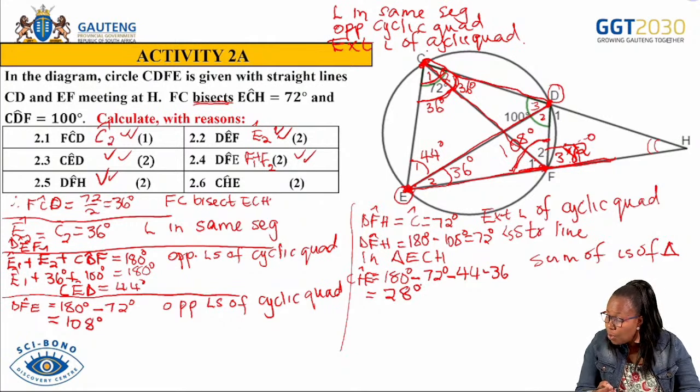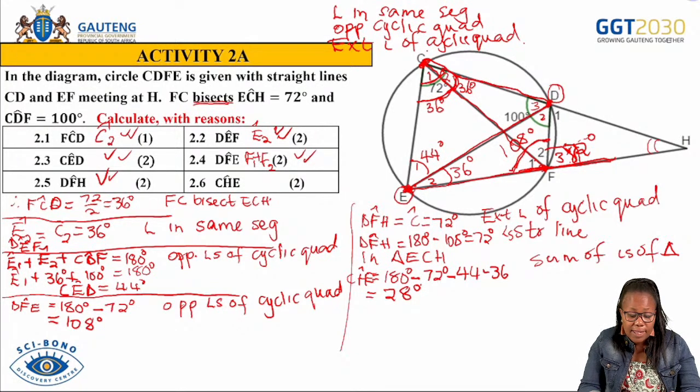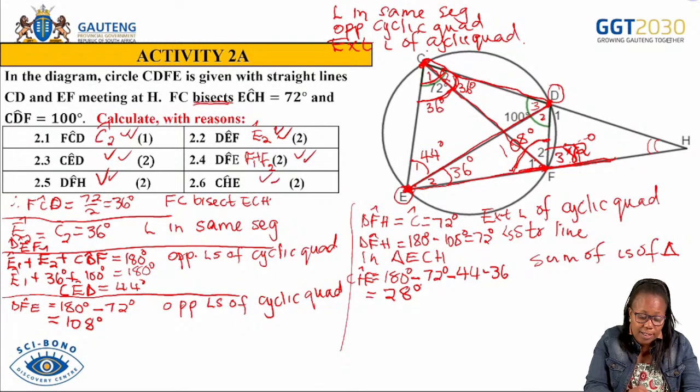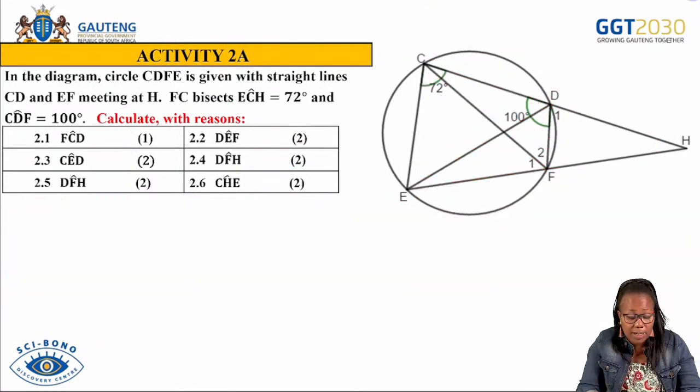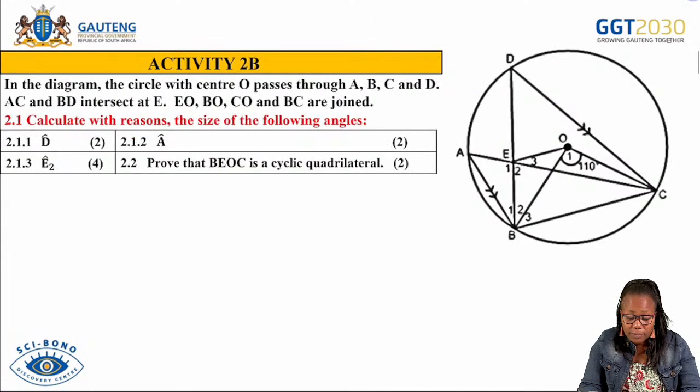I hope we are still together in that regard. We have now answered everything there. So where you have 2 marks is for the statement and reason. Where you have 1 mark, it is 1 for both, okay? 2 marks is for statement and reason.